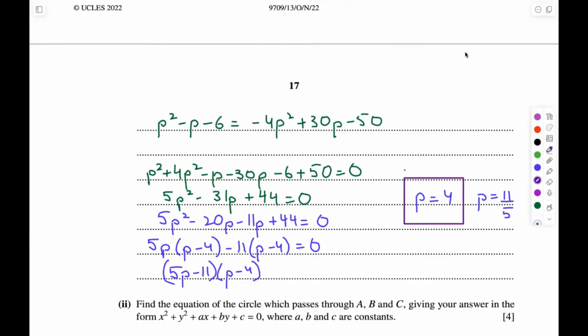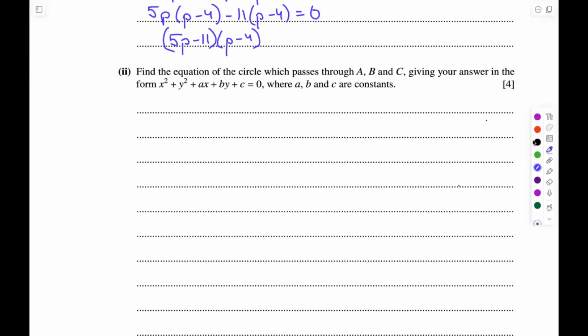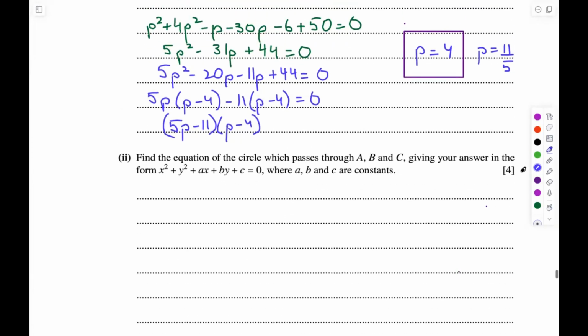In part 2, we have to find the equation of the circle which passes through A, B, and C, giving our answer in the form x squared plus y squared plus ax plus by plus c equals 0, where a, b, and c are constants. Now, from the previous part, we already have the value of p, which was 4.